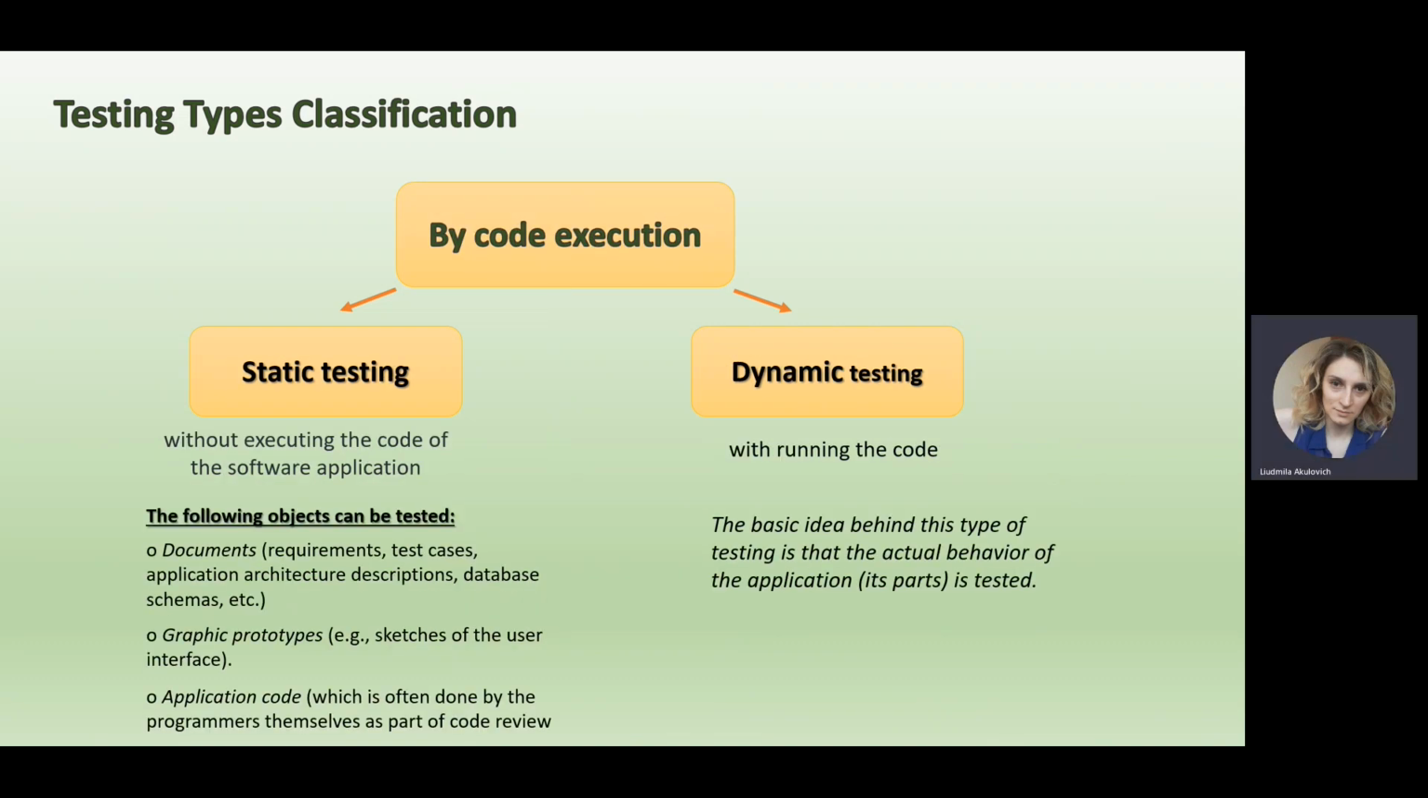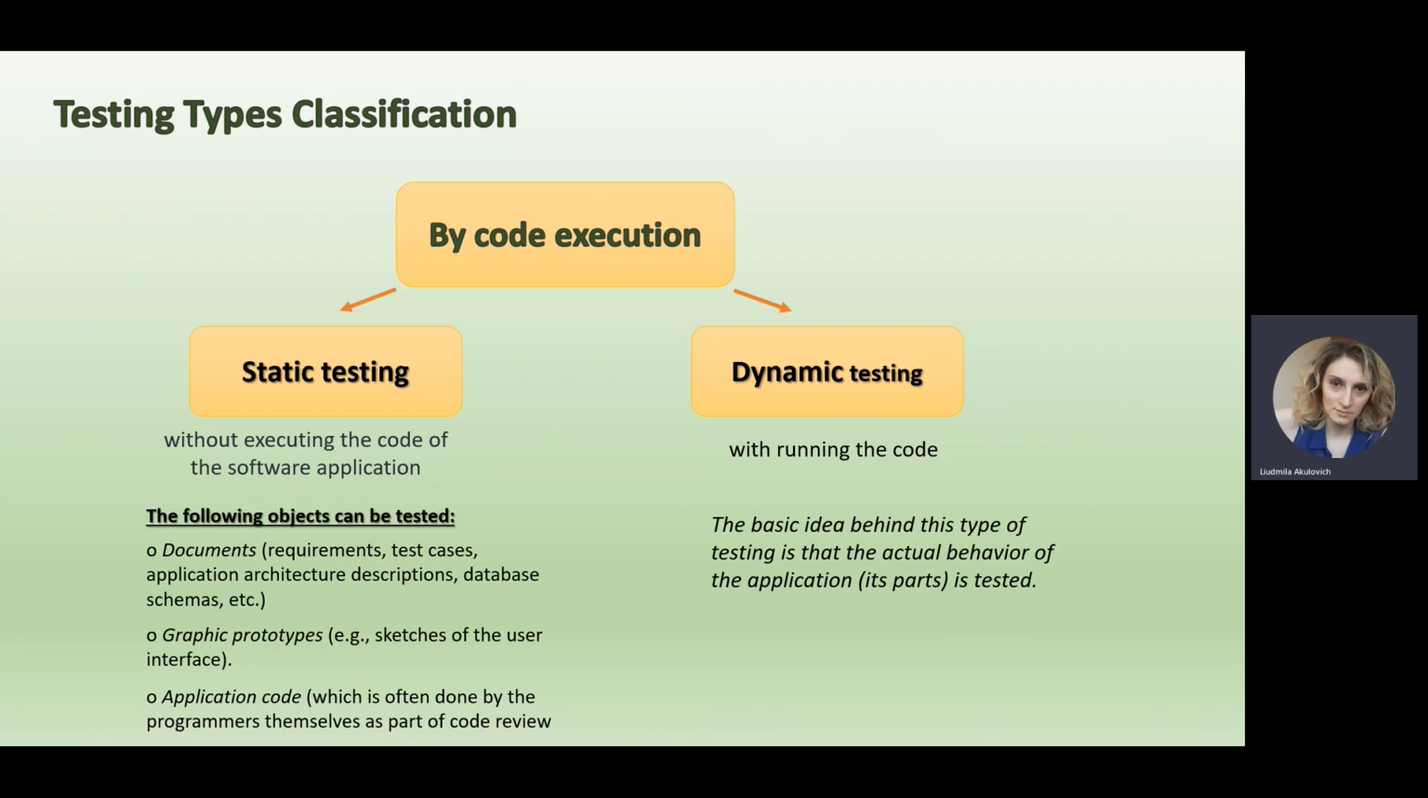The next classification of testing types is by code execution. So it can be static testing or dynamic testing. Static testing is performed without executing the code of the application. What does it mean? You do not execute your web application. You do not launch your mobile or desktop application.